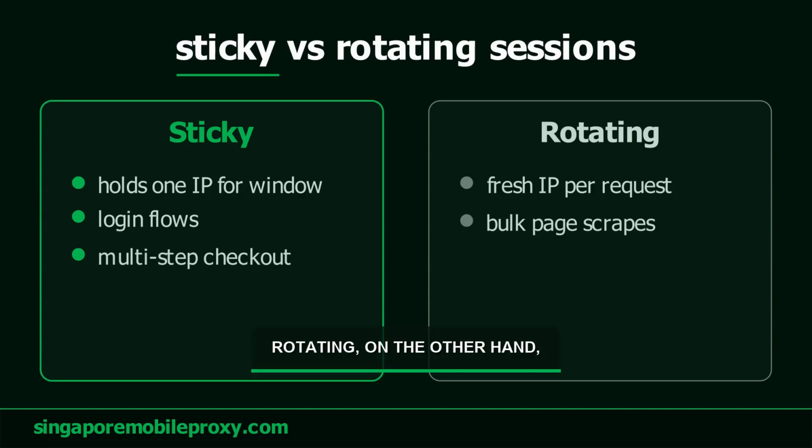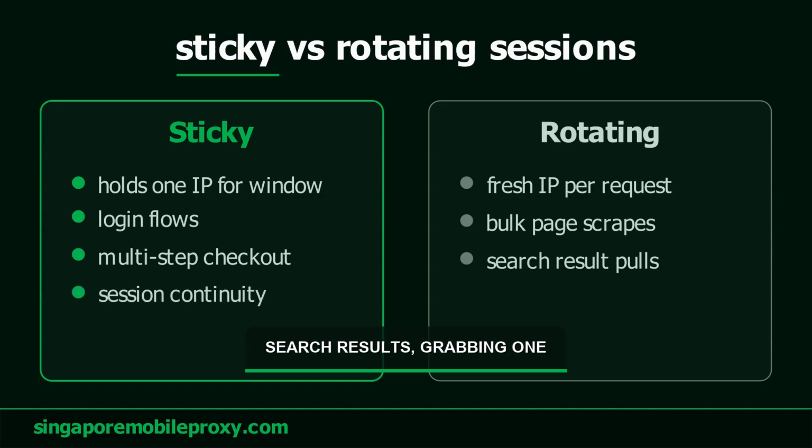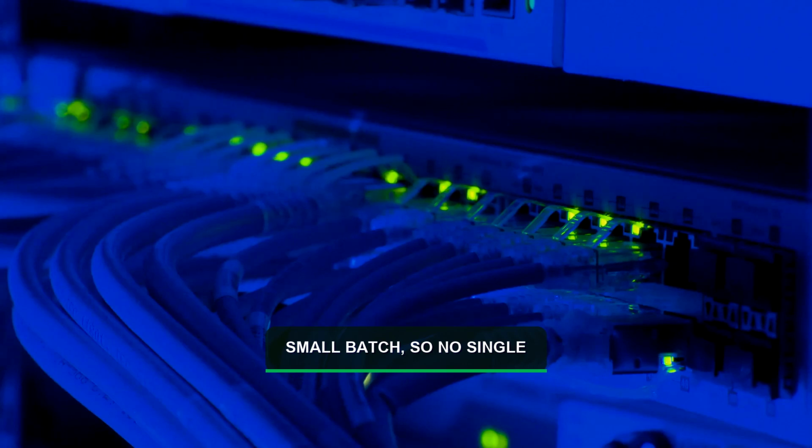Rotating, on the other hand, is for high volume fetches where every request stands on its own. Scraping a long list of product pages, pulling search results, grabbing one URL after another with no shared session between them. There you want a fresh IP per request or per small batch, so no single IP ever looks busy.